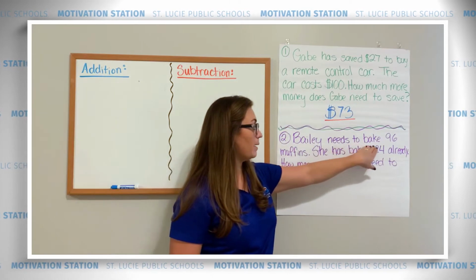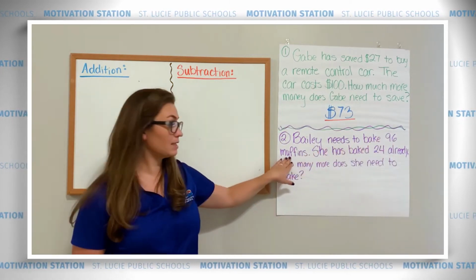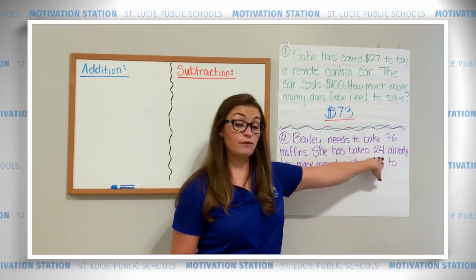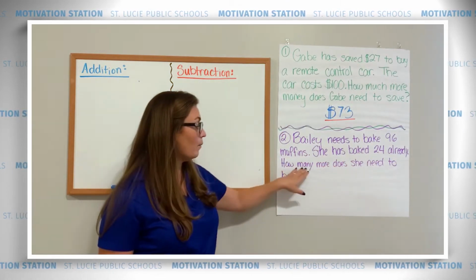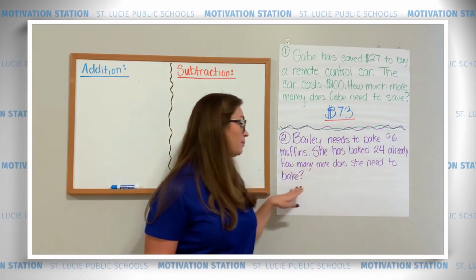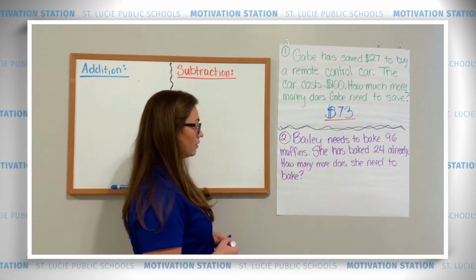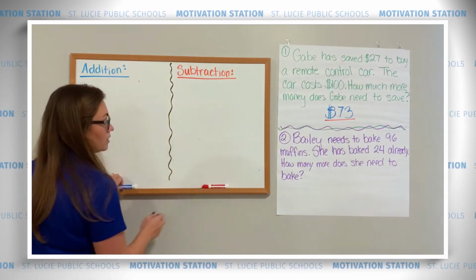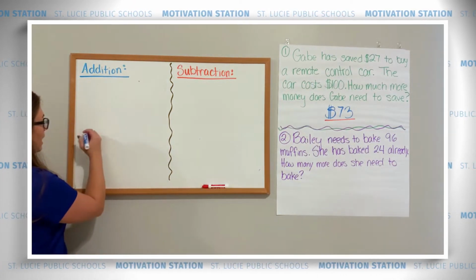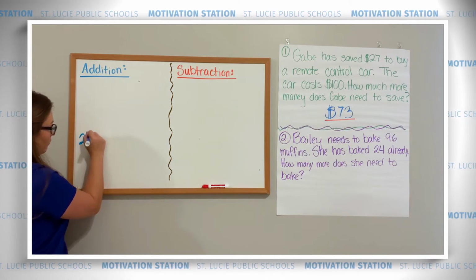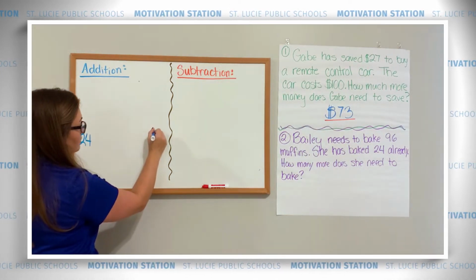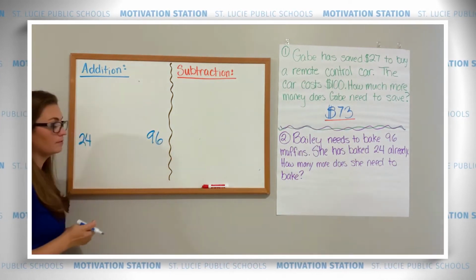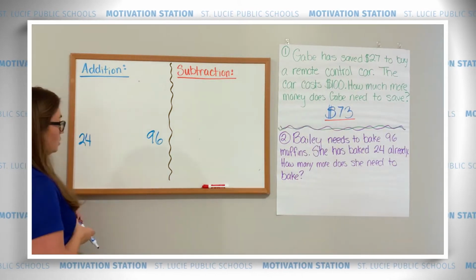Bailey needs to bake 96 muffins. She has baked 24 already. How many more does she need to bake? Okay. Let's start with addition. We know that she has 24 muffins. She needs to get to 96 muffins. We need to make addition jumps to get there.